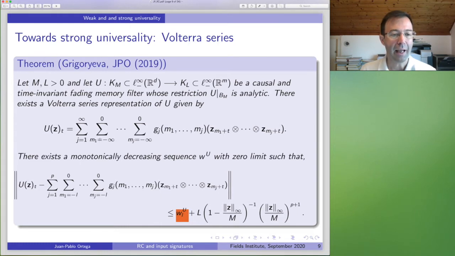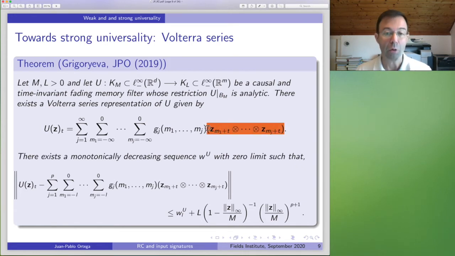So there are these M summands that go with these M's that you see here that tell you what the terms are. So actually what you are doing is expanding this filter as a series in which you have all these polynomial terms, in which these monomials are powers of the inputs, evaluated at different points in the past.